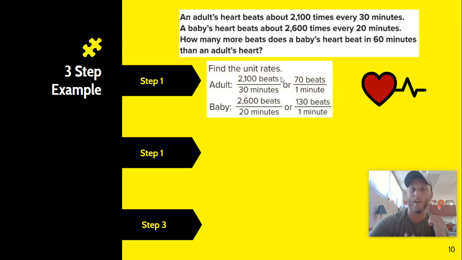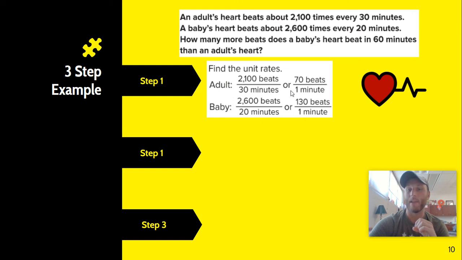We're going to take 2,100 over 30, and then we're going to take 2,600 over 20 because those are the rates that they gave us. And we're going to break it down so that we can get it with just 1 minute because we're trying to break it down to the unit rate. I know that 2,100 is a big number, but I see 21 at the front. So really with the zeros at the end, we're going to think about what can go into that. If we broke that down, it's going to end up being 70 beats per minute.